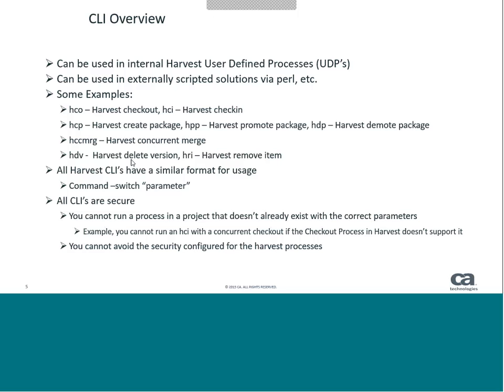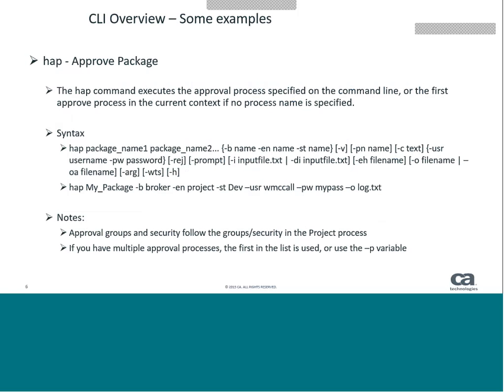And all the CLIs are secure. You cannot bypass your Harvest project security using a command line interface tool. So if you're trying to run a Harvest create package through an HCP process, that create package process has to exist in the project, in the state that you're trying to run it in. It needs to be accessible by the user that's running the command line interface, and all of the security needs to be met. So the CLIs do not give anyone a way to bypass the project model that you've built or the security that you've built in your Harvest projects as administrators, which makes sense, but it's very important to understand that. So I'll just go through a couple of the command line interfaces.